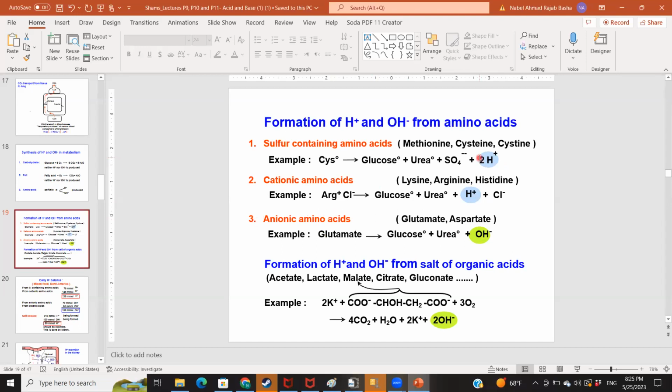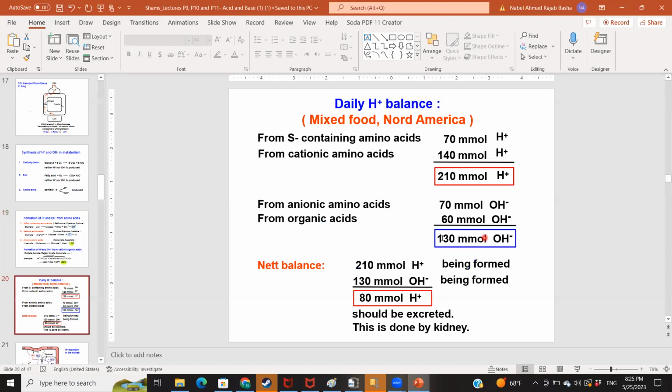Now, if you add all hydrogen that is produced every day to all hydroxide that is produced every day, the net result is going to be 80 millimoles of hydrogen. So as you can see, here is the hydrogen that we produce every day, and here is the hydroxide that we produce every day. Each one is produced from specific amino acids, but the net result is the production of 80 millimoles of hydrogen, which is an acid.